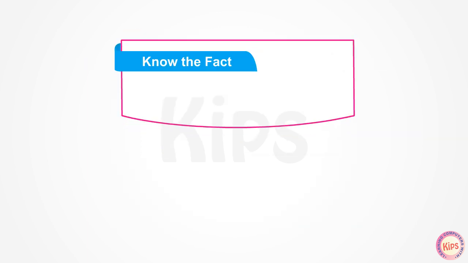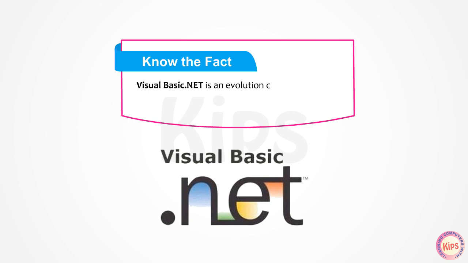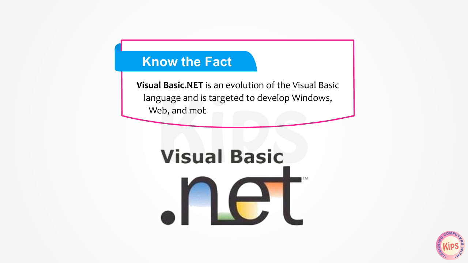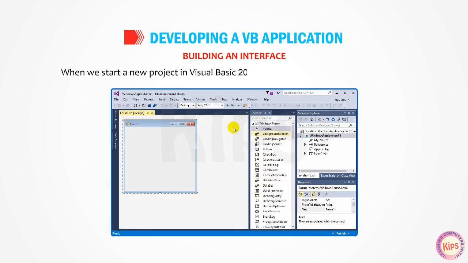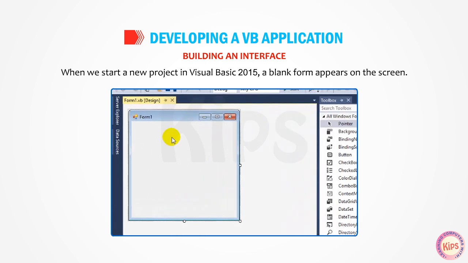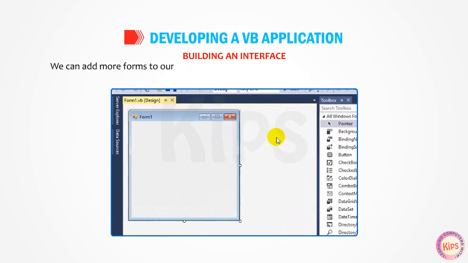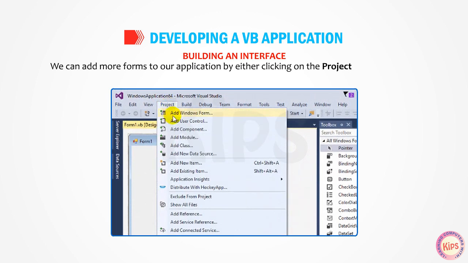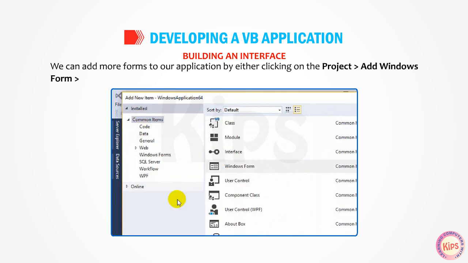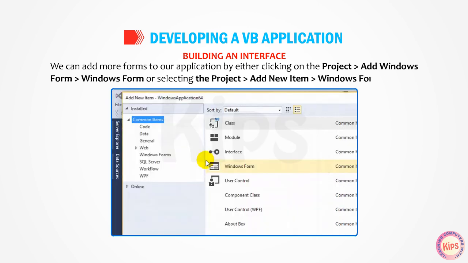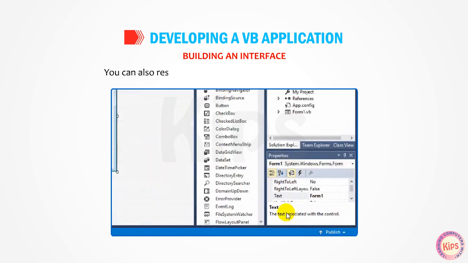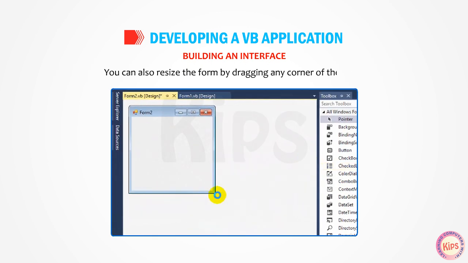Let's know the fact. Visual Basic.NET is an evolution of the Visual Basic language and is targeted to develop Windows, web and mobile devices-based applications. Building an interface. When we start a new project in Visual Basic 2015, a blank form appears on the screen. We can add more forms to our application by either clicking on the project, then Add Windows Form and then Windows Form, or selecting the project, then Add New Item, then Windows Form option. You can also resize the form by dragging any corner of the form.